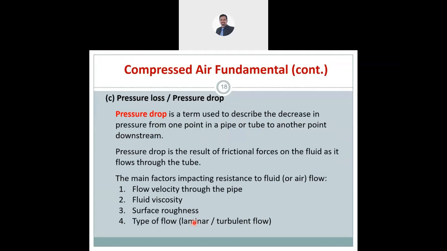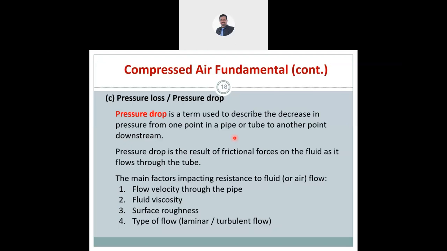Okay, next, pressure loss or pressure drop. Pressure drop is a term used to describe the decrease of pressure from one point in a pipe to another point downstream. Who knows what downstream is? Downstream is below, right? From high to low, yes. It's moving from a higher point to a lower point. That's what we call downstream. So downstream is the lower point.